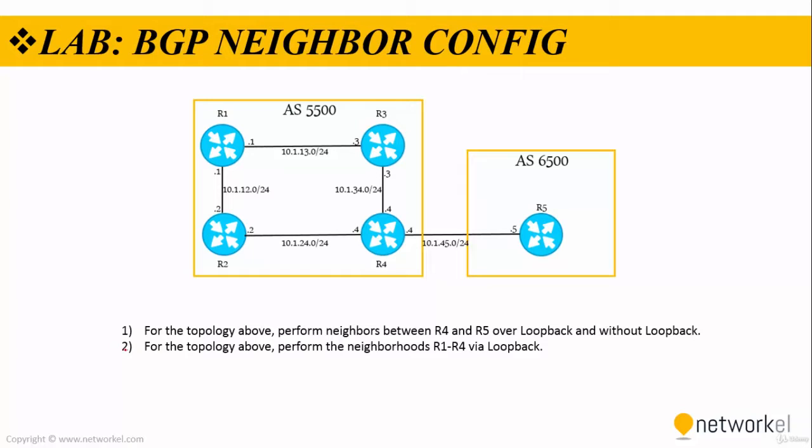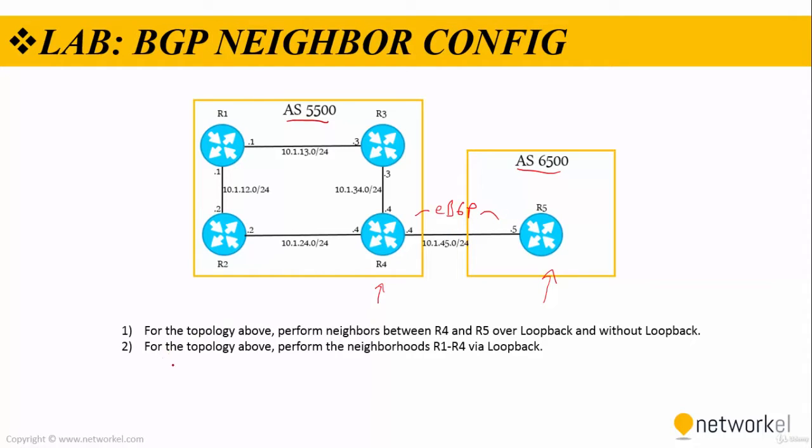In the first step, for the topology above, we need to perform neighborships between router 4 and router 5 over loopback and without loopbacks. Okay, as you can see, these guys are eBGP peers, right? Because they are in different autonomous systems.